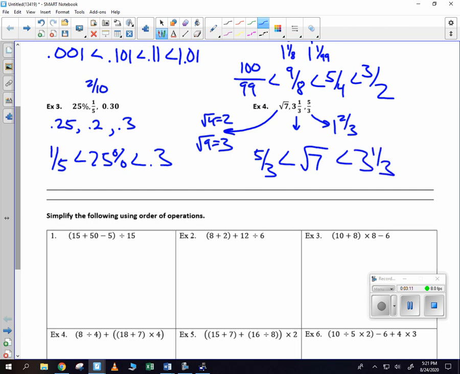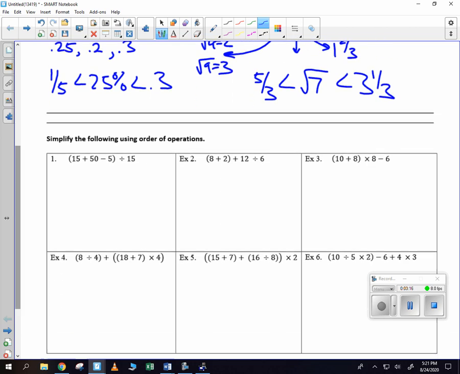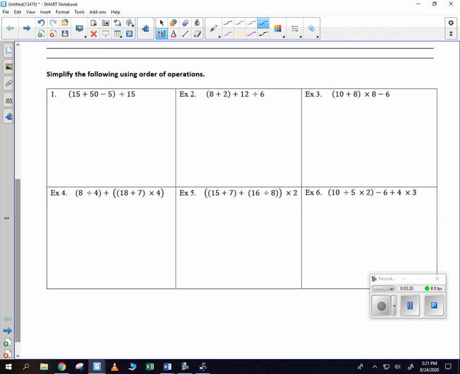So you can see in terms of ordering your decimals least to greatest, that's something that you can work on there. This next one says simplify the following using order of operations. Order of operations, we first start with our parentheses or grouping symbols. We then do our exponents. We then do multiplication and division left to right, and we do addition and subtraction left to right. That's our order.